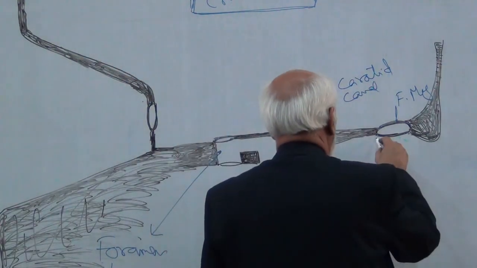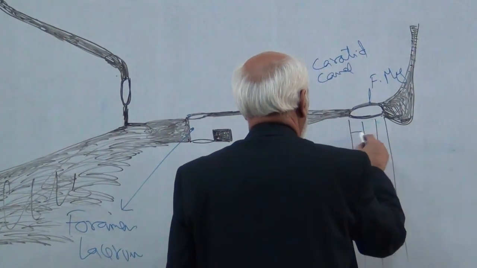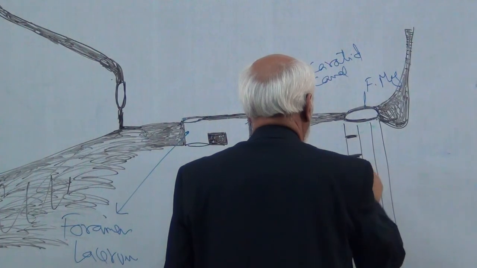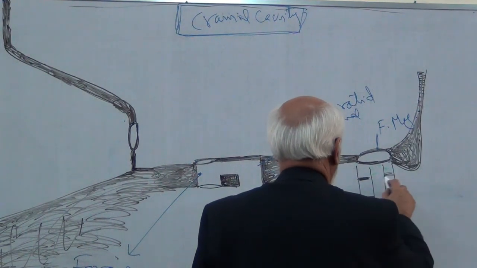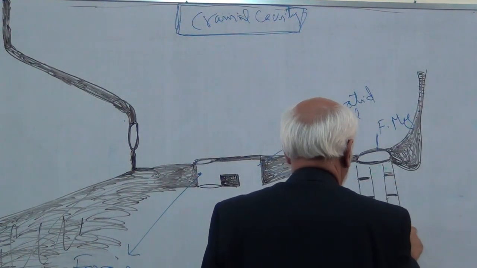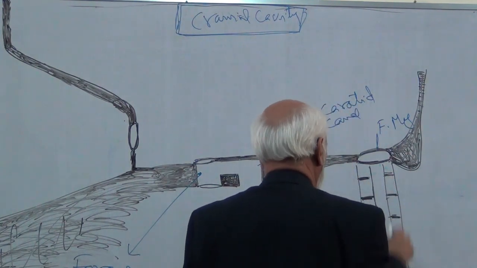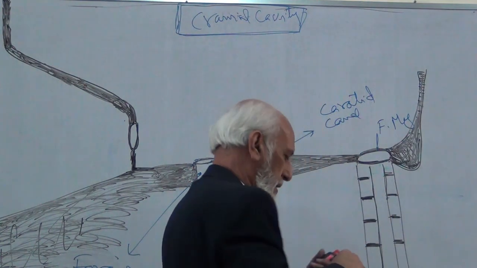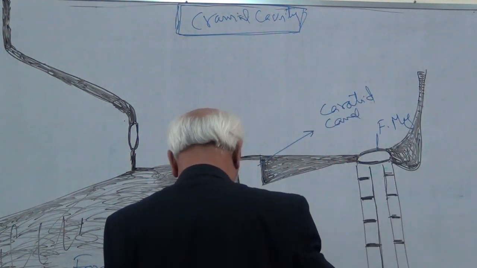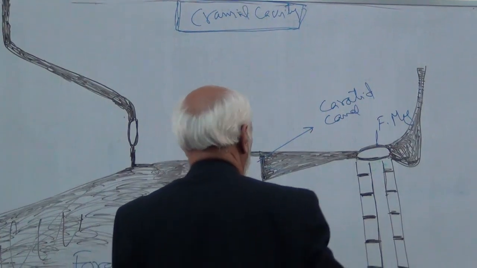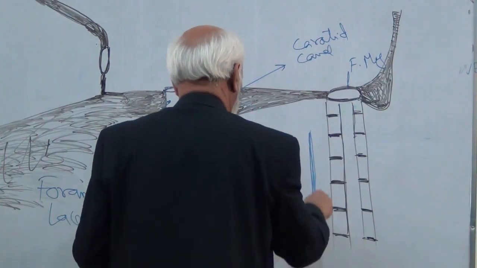Now here is vertebral canal through which spinal cord passes downwards. Now parallel to the vertebral column, on each side there is a sympathetic trunk. I will show the sympathetic trunk of one side. This is sympathetic trunk. Ascending and descending fibers are the sympathetic trunk or sympathetic chain.